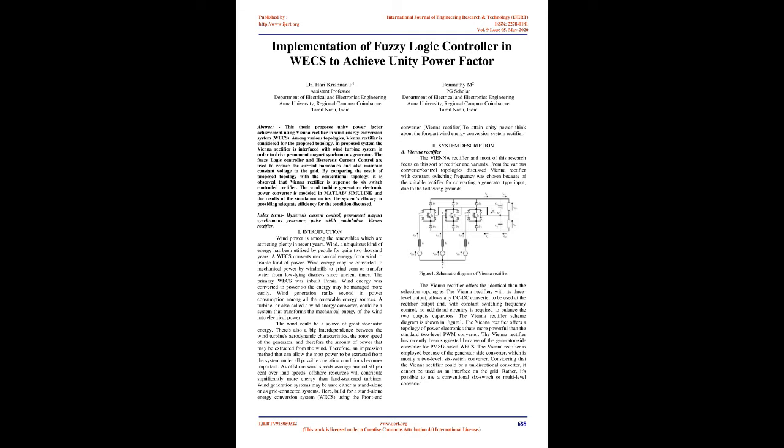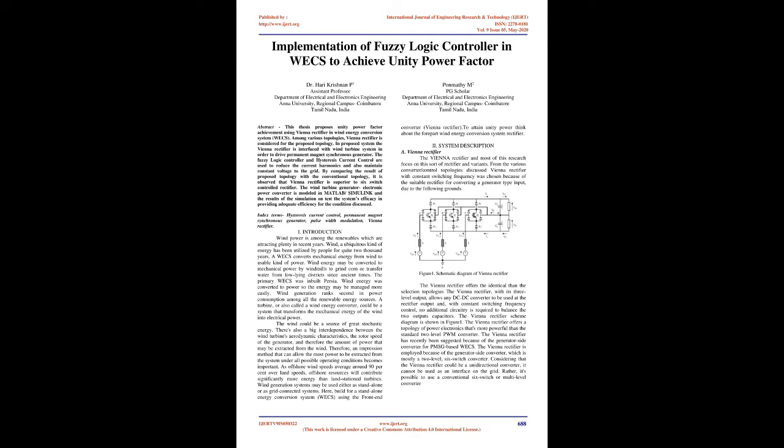A WECS converts mechanical energy from wind to usable kind of power. Wind energy may be converted to mechanical power by windmills to grind corn or transfer water from low-lying districts since ancient times. The primary WECS was built in Persia. Wind energy was converted to power so the energy may be managed more easily.